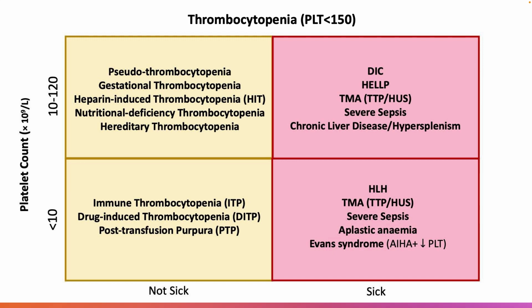So how do we further divide? To me, I will look at the patient, I will decide whether they are sick or not sick, okay? And I will look at the platelet count, whether it's less than 10 or ranging between 10 to 120, okay? Because this will tell us a lot of things. Let's say you're talking about a patient that is not sick, and just borderline low platelet, which actually has no clinical bleeding. So the common differential diagnosis will first be perhaps a pseudothrombocytopenia. Therefore, PBS is important, and also you may want to send the sample in a citrate bottle. Gestational thrombocytopenia, drug-induced thrombocytopenia, nutritional deficiency, or even hereditary thrombocytopenia.